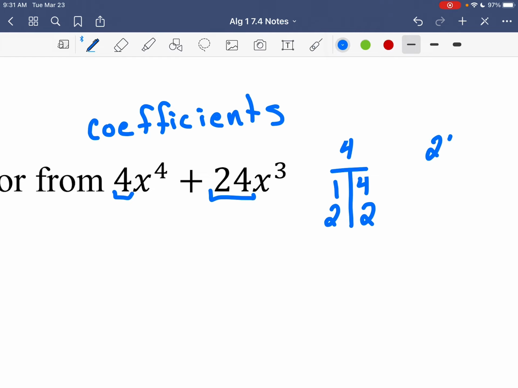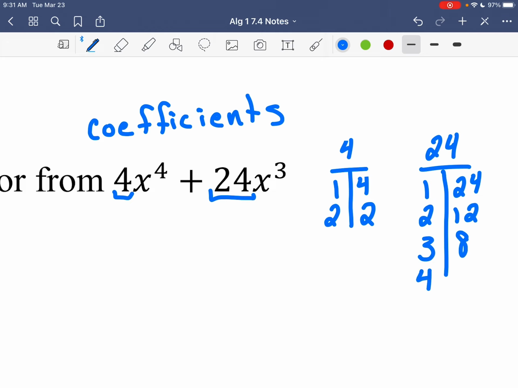I'm going to do the same with 24. 24 has way more factors. So 1 and 24. 2 times what? If you don't know, divide 24 by 2. 2 times 12. 3 times what? If you don't know, divide 24 by 3. If it doesn't go evenly, try something else. 3 and 8. Okay, 4 and 6. 5 doesn't go. My next number is 6. 6 is already in my list, so that tells me I'm done.